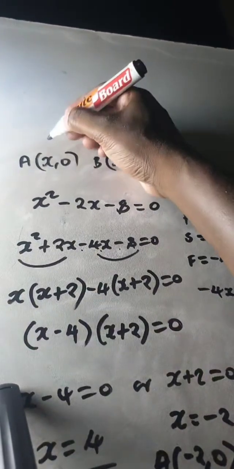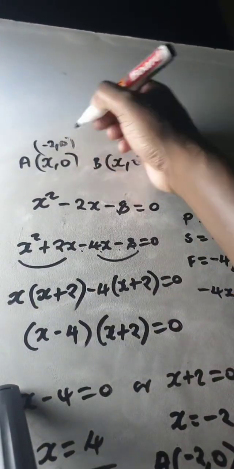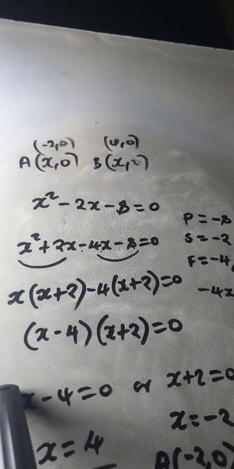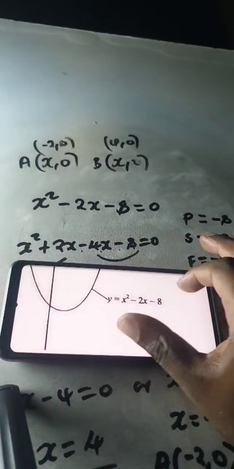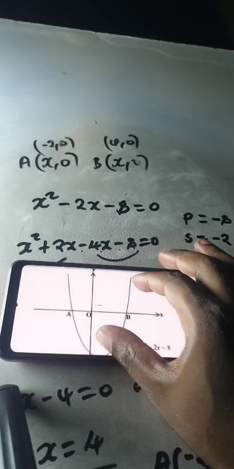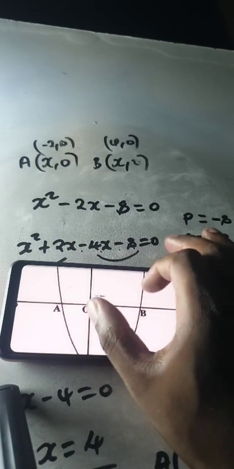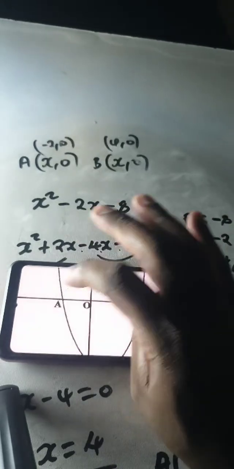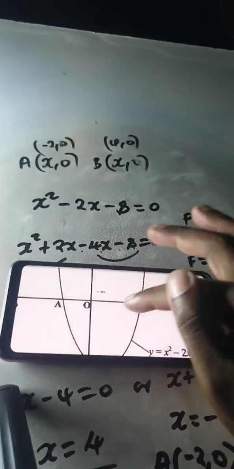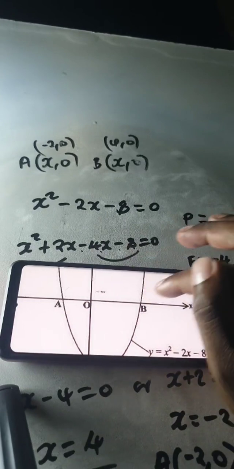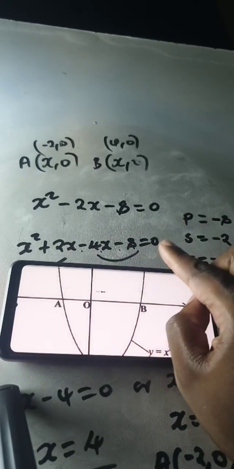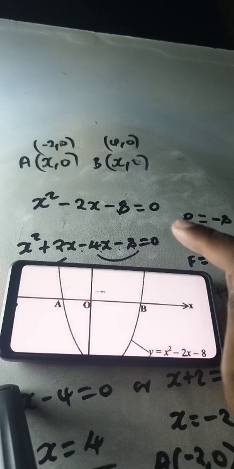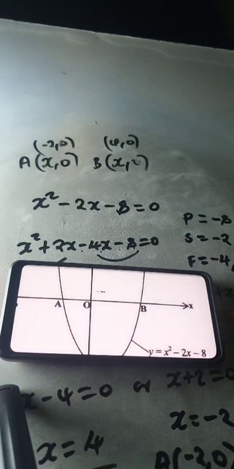So we have negative 2, 0 and 4, 0 for these. We've seen this. So this is the negative side of the x-axis and the positive side of the x-axis. That's why our y was 0, because we are talking about points on the x-axis, which has nothing to do with the y-axis.